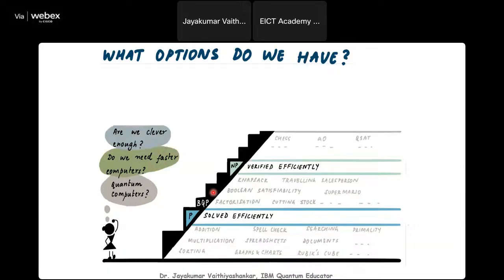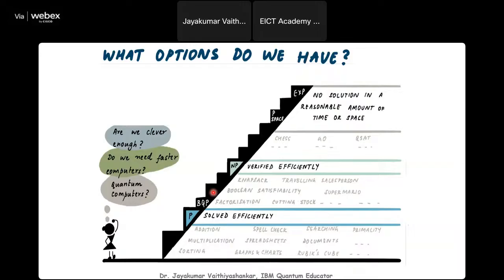Some problems like chess, Go, and QSAT belong to PSPACE or exponential space. There is no solution in a reasonable amount of time or space, and you are not able to verify the solution either. So some problems are much harder than NP. For PSPACE and exponential problems, even a quantum computer is not able to solve those kinds of problems.